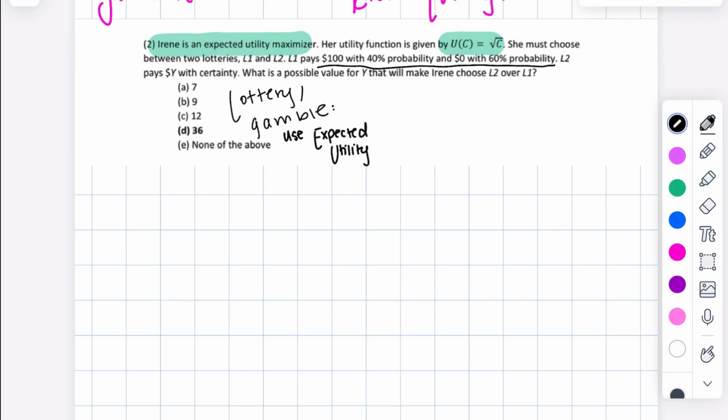We either get to keep all our income or we lose money. Then we have a second lottery which pays Y dollars with certainty. So we think of this as our full insurance where we get that money no matter what. What is the possible value for Y that will make her choose lottery 2 over lottery 1? And so the idea here is we're going to go back through those expected utility equations.